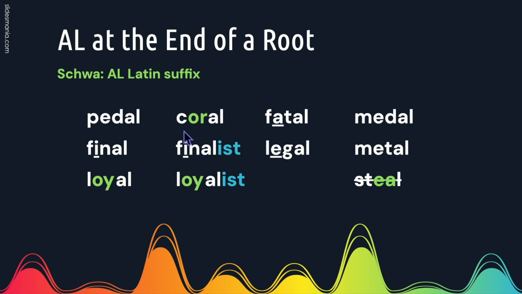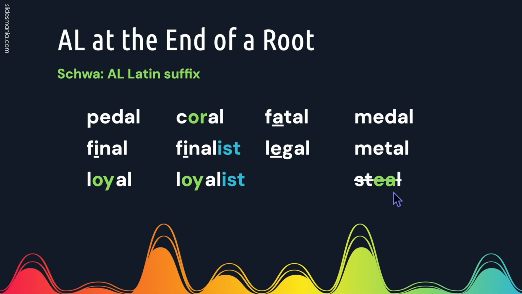OR says or, choral. These underlined letters will have their long sound. So fatal, metal, final. We can add suffixes and the AL retains the muffled schwa sound. Finalist, legal, metal. OY says oi, loyal, loyalist. Again, this does not apply to words where the A comes after another vowel.